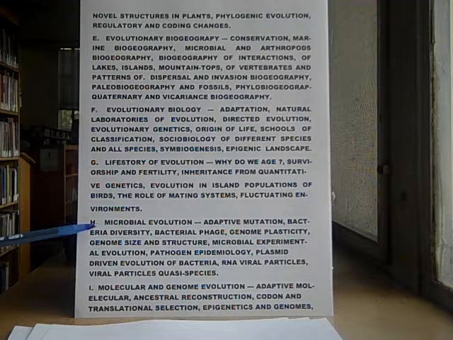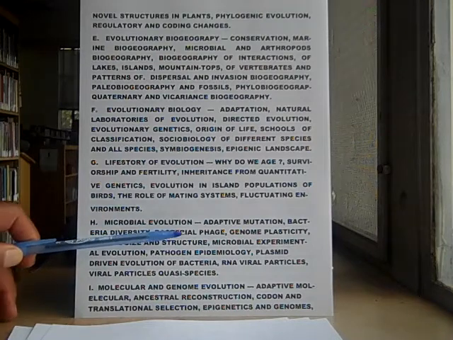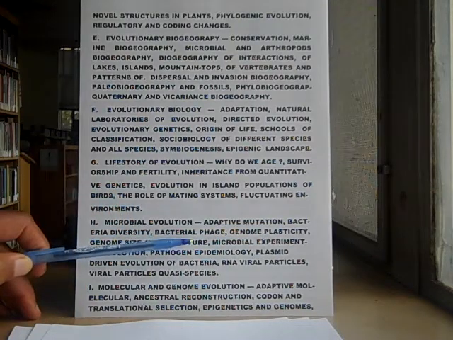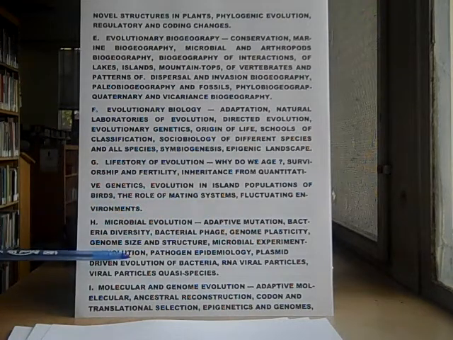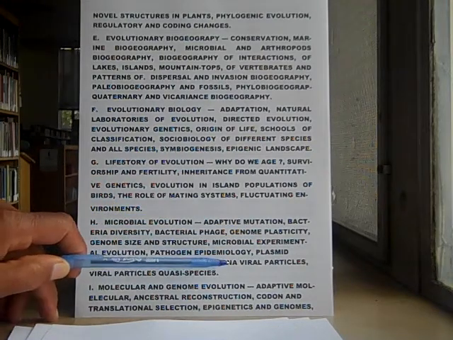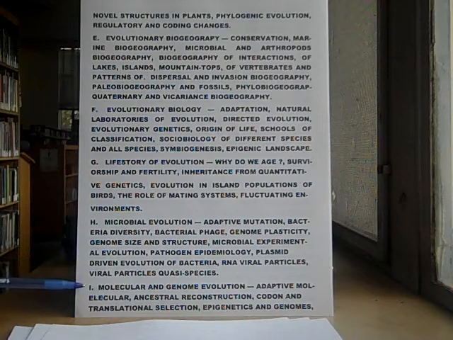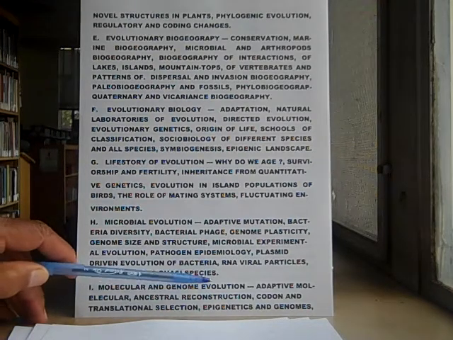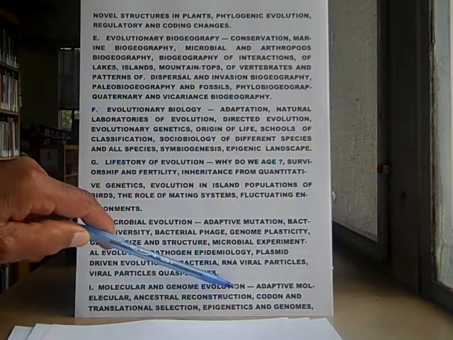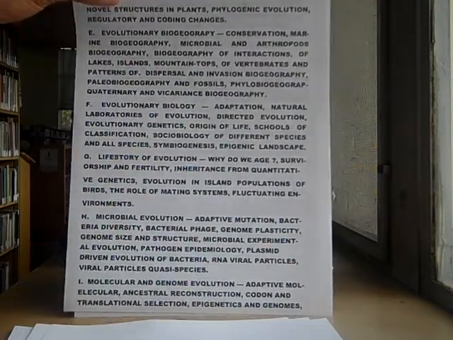H, microbial evolution. This includes adaptive mutation, bacteria diversity, bacterial phage, genome plasticity, genome size and structure, microbial experimental evolution, pathogen epidemiology, plasmid-driven evolution of bacteria, RNA viral particles, quasi-species. We'll go now to I, molecular and genome evolution. This includes adaptive, molecular, ancestral reconstruction, codon and translational selection, epigenetics and genomes.